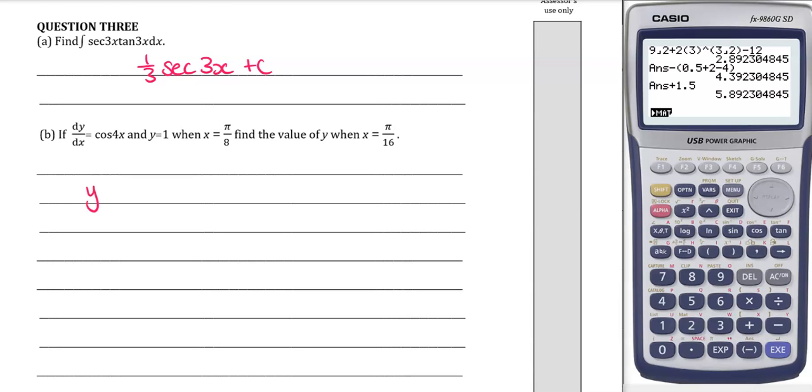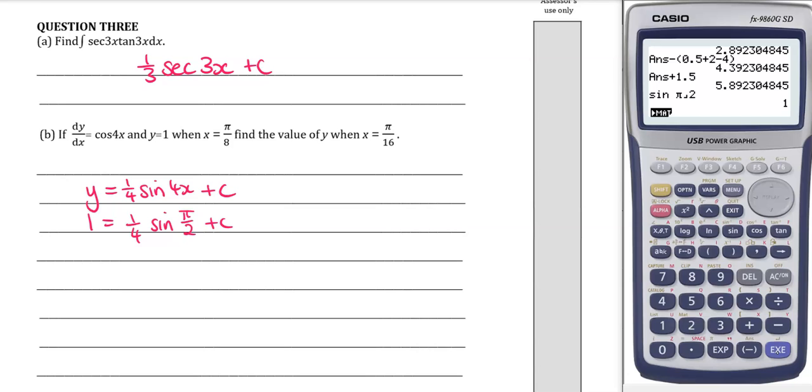For part B, we need to first find y. So if we integrate cos of 4x, we get sine of 4x divided by 4 plus c. So y is 1 when x is pi by 8. So pi by 8, timesing that by 4 would give us pi by 2. And sine of pi divided by 2 is 1. So c would be equal to 1 minus a quarter, so 3/4.